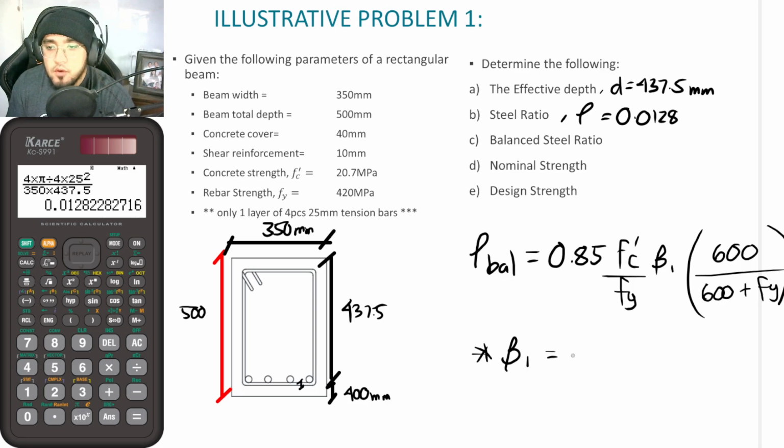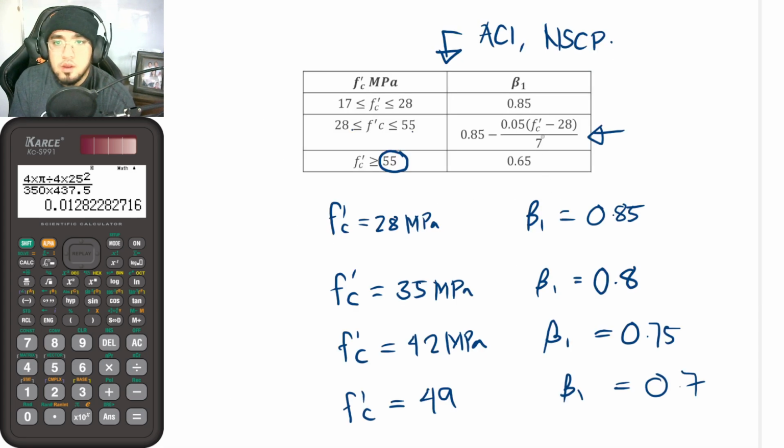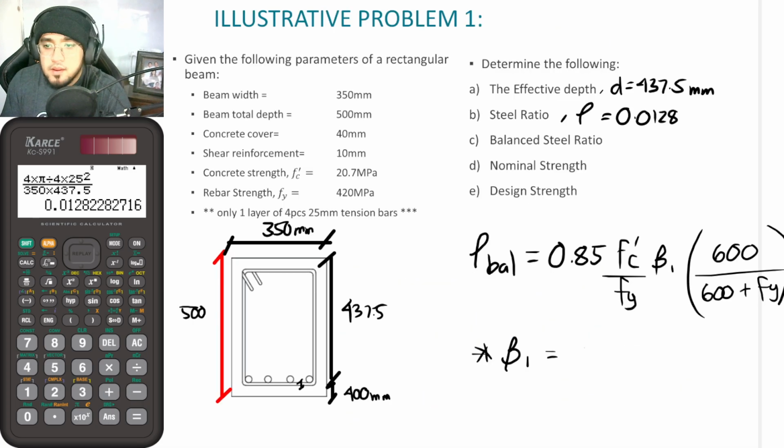For beta 1, this is dependent upon what the value of F prime C is. As a reminder, this is now our table for beta 1. In this table, the F prime C in our problem is 21 megapascal. Since it is less than 28, for our beta 1 we will be making use of 0.85. So beta 1 is equal to 0.85.